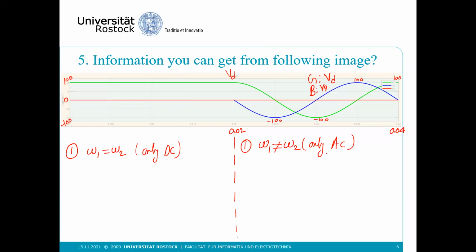If you see, there is no zero sequence component. There is no offset in this DQ, so there is no positive sequence in phase with the Park transformation angle. So what has happened is that omega 1 is not equal to omega 2. That's one thing for sure.